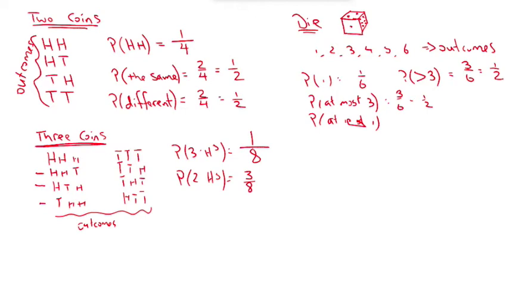Because at least one means it's 1, 2, 3, 4, 5, or 6. So this is 6 out of 6. Better test my idea so I can win some money. That's 6. Careful.